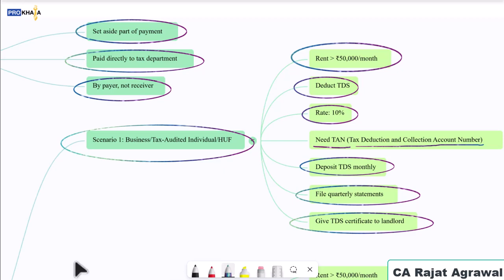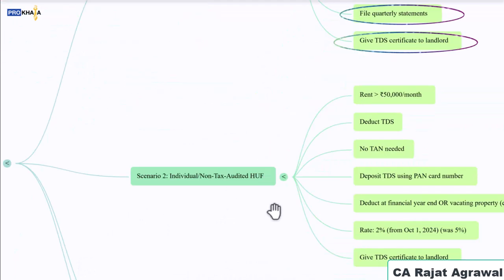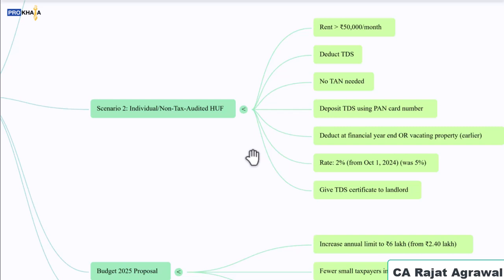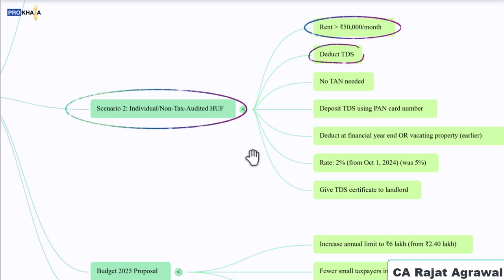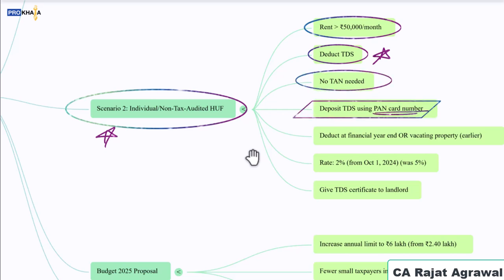Now, what about individuals or HUFs who are not subject to a tax audit? This covers most of us who are renting a home for personal use. Let's take a moment here. If your rent is more than 50,000 rupees per month, you are also liable to deduct TDS. Sounds familiar? Many people don't realize this. The rules for you are a bit simpler. You don't need a TAN number. You can deposit the TDS using your PAN card number. And you don't have to do it every month. You deduct the TDS at the end of the financial year or when you vacate the property, whichever is earlier.